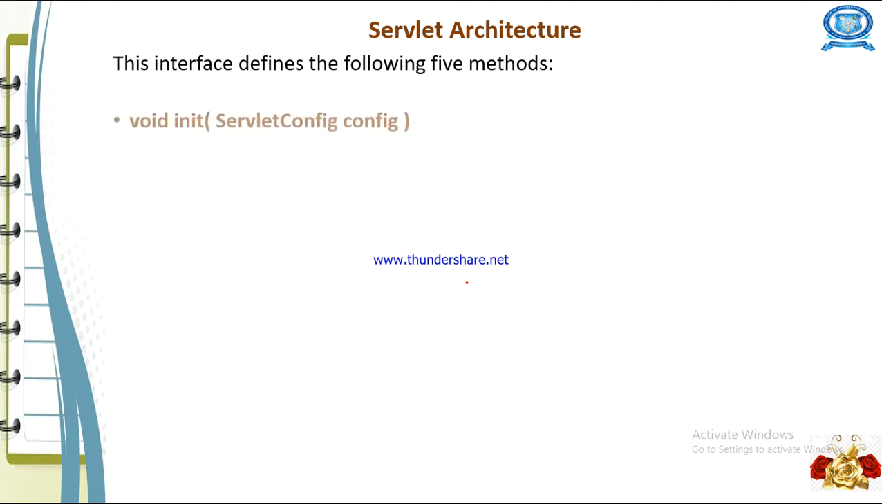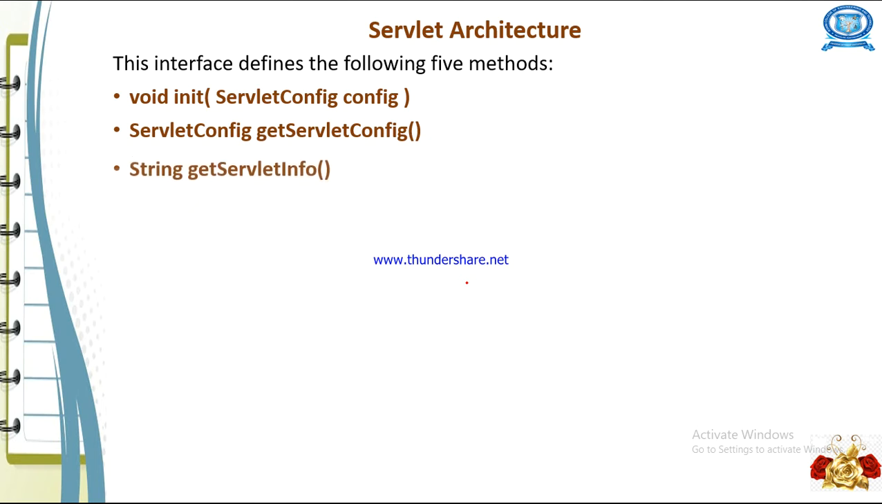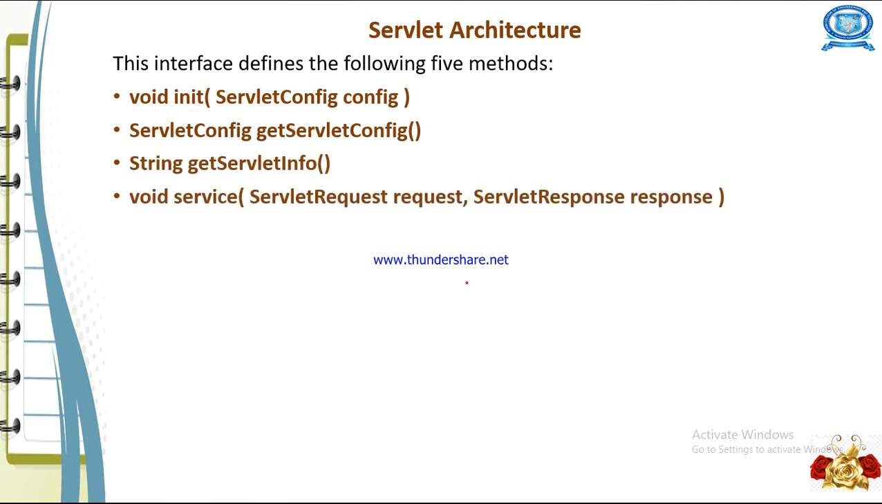The interface defines the following 5 methods that we have to follow. The first one is init, with the servlet configuration. Second, get servlet configuration. Third, get servlet info, and service. Then destroy. So these 5 different interface methods you have to follow. First we are going to discuss init, the servlet initialization.